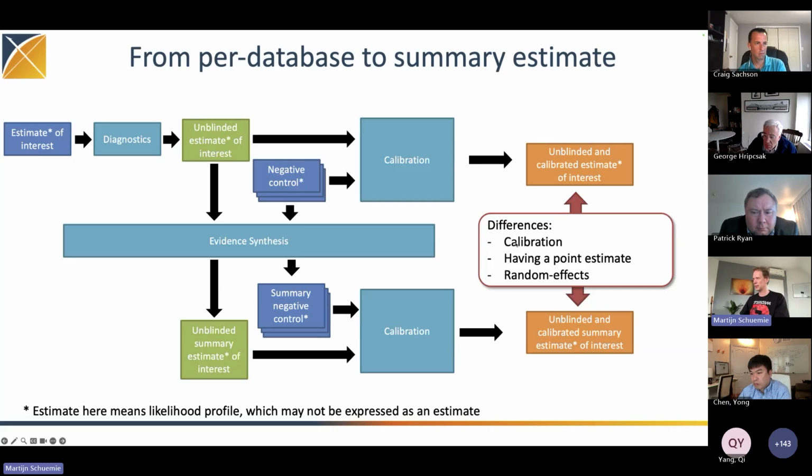One difference is there can be different calibration. In the databases, we might not actually have a point estimate, as I showed earlier, if there's a zero count in one of the arms, so that might be a difference because that database would still contribute to the synthesized result. And we use a random effects model. So all in all, it's a complicated machinery, but I do think it's the right way to approach this, as I tried to explain.